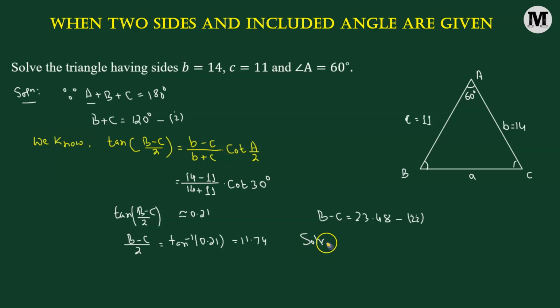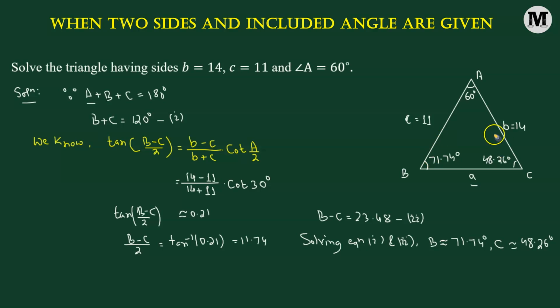Let's do that. I'll leave the solving part as an exercise for you to try out. Solving equation 1 and equation 2, we get the values of B and C. The measure of B will be approximately 71.74 degrees, and the measure of C is approximately 48.26 degrees. Fine. So we have successfully obtained the measure of angle B, that's 71.74 degrees, and the measure of angle C, that's 48.26 degrees. Now the final task will be to obtain the measure of the side a.